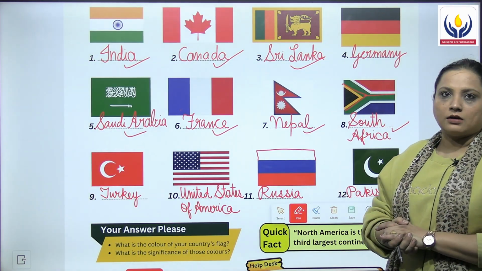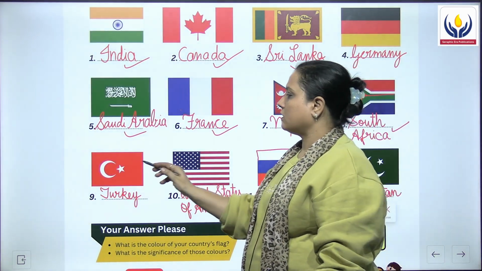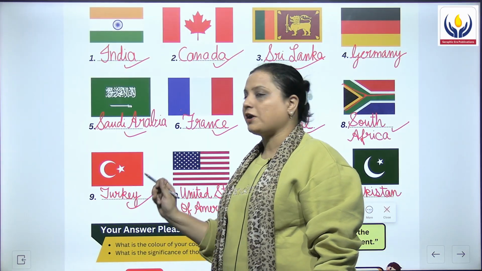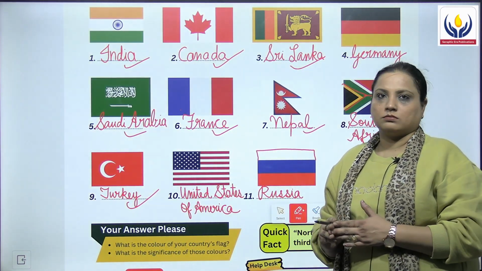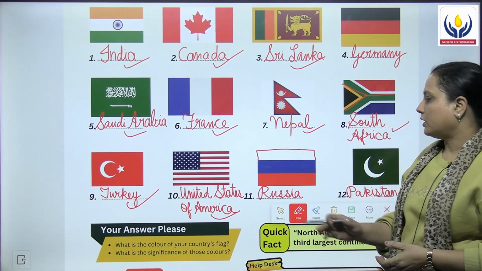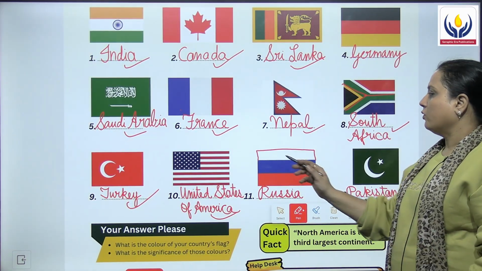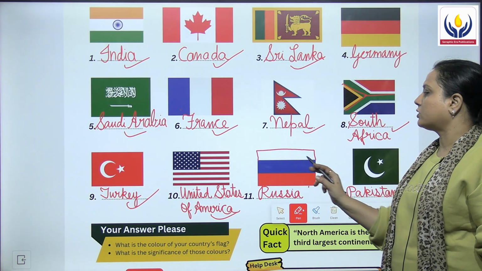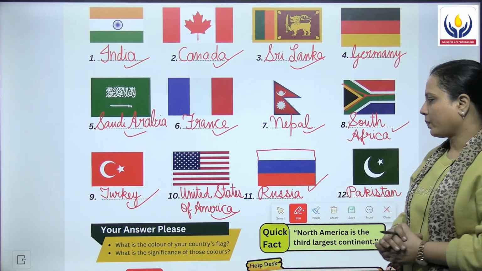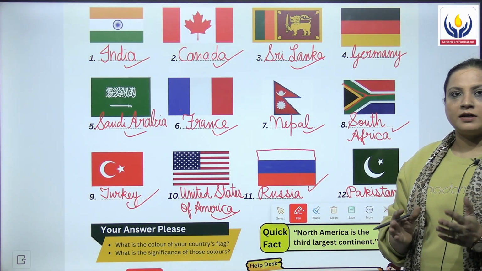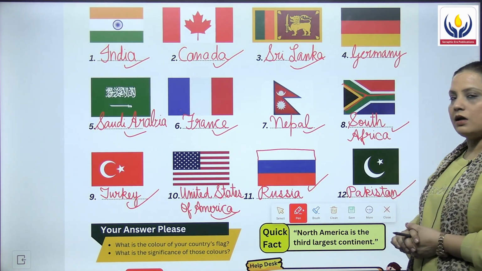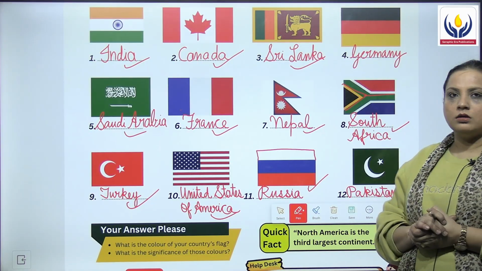Then the ninth flag is of Turkey. It shows a five-pointed star along with a crescent moon on the red base. The next flag is of the United States of America. Then the eleventh is the flag of Russia with three horizontal lines: first white, second blue and third red. The last image is of another flag, of a neighboring country of ours, Pakistan, with a moon along with a star.